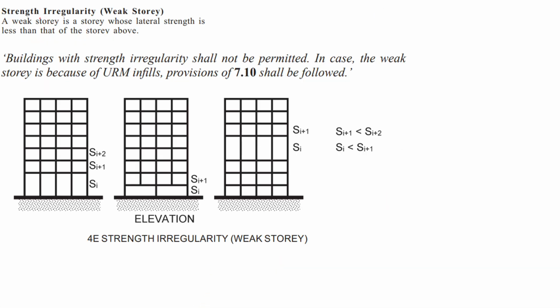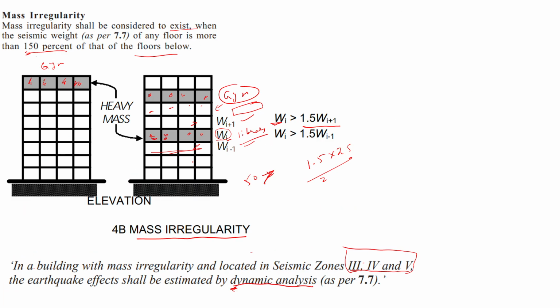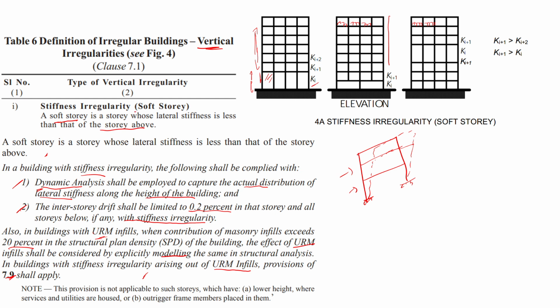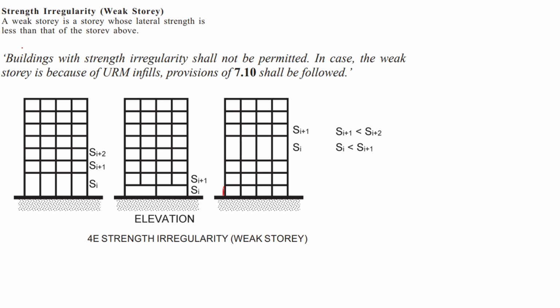Okay. Next is the strength irregularity, the weak story building. Imagine a building with, see, these are the frames. The first one that I explained to you guys was a soft story building. Here the point is the lateral stiffness. In this case, a weak story is a story whose lateral strength is less than that of a story below. See, whatever the building you guys can see here, this strength is less than this one.